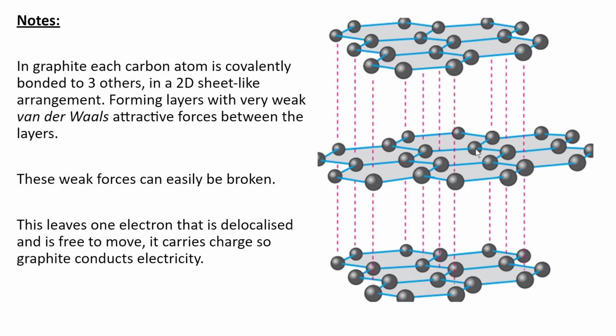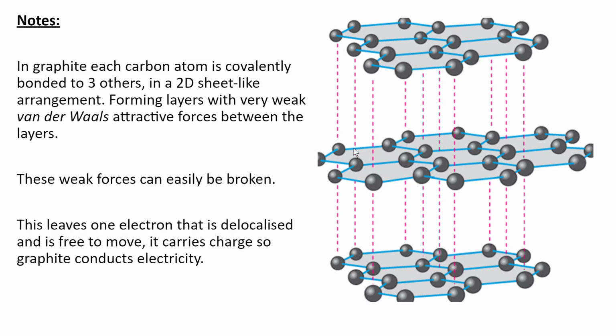Each of these balls is carbon, and they're connected to 3 other carbons. So I just say carbon likes to form 4 bonds to get all the electrons in its outer shell. It's only forming 3 here, which means in graphite each carbon is covalently bonded to 3 others in 2D sheet-like arrangement, forming layers with very weak van der Waals attractive forces. New word, we'll cover this in more detail later, between the layers.